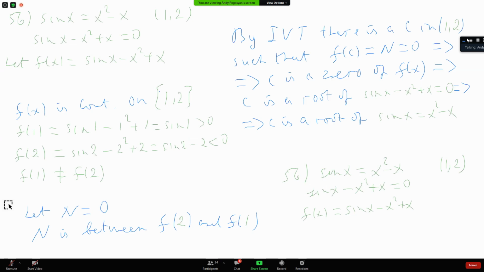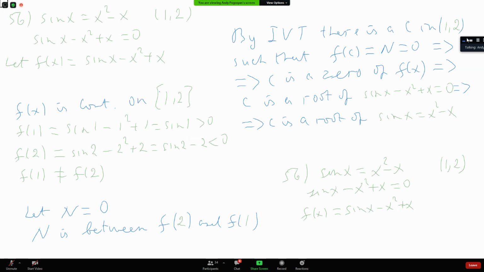But by intermediate value theorem, there is a C for which we get 0, which means C is going to be a solution for f of x equals 0. It's a root of f of x equals 0. It's a root of the equation, and it's a root of the original equation. Okay, any question? No question.